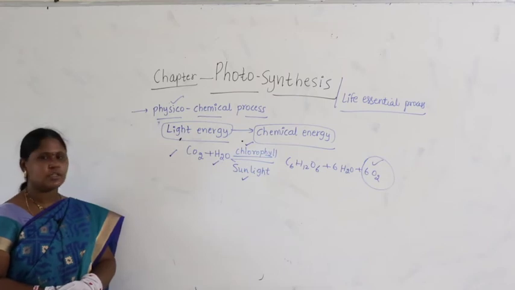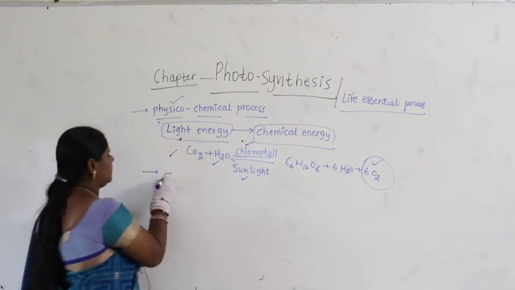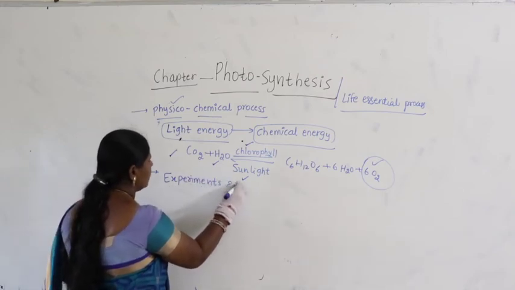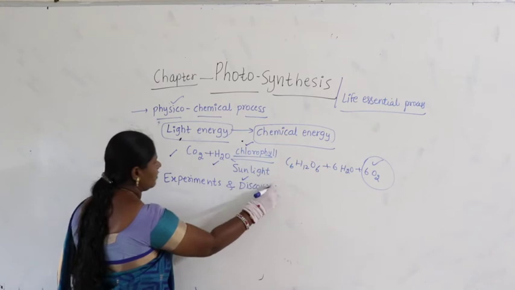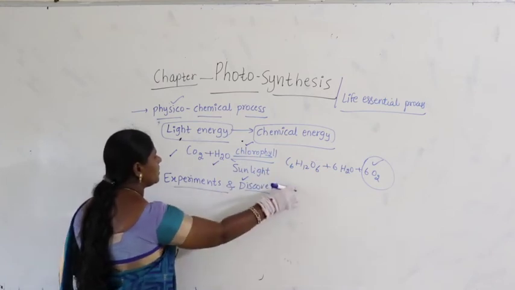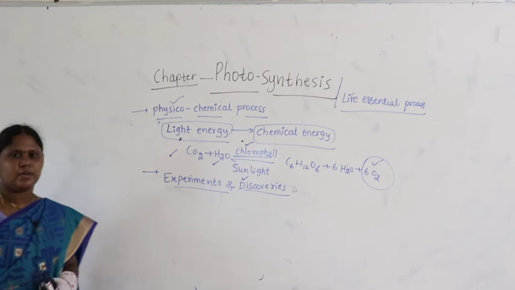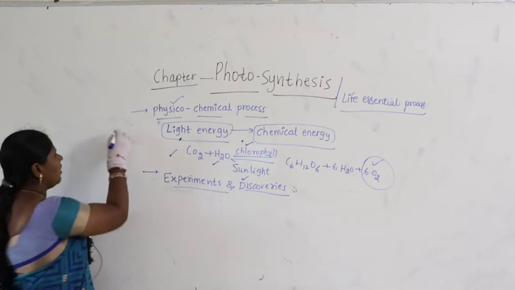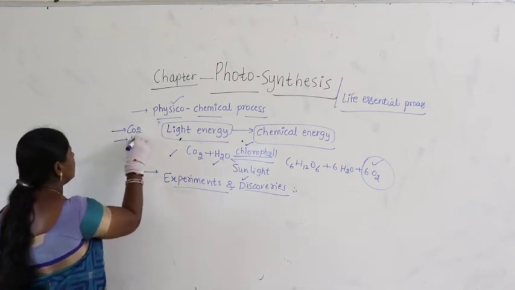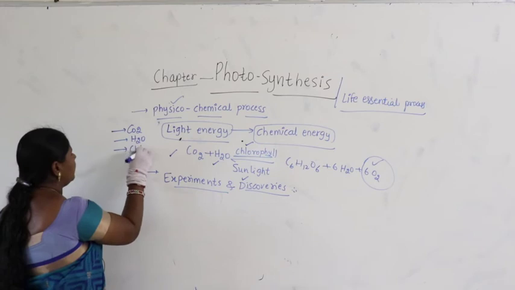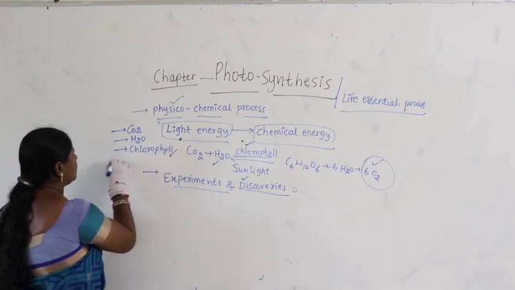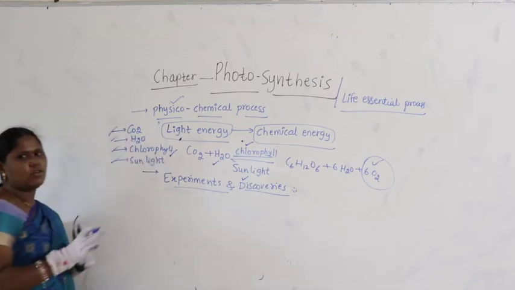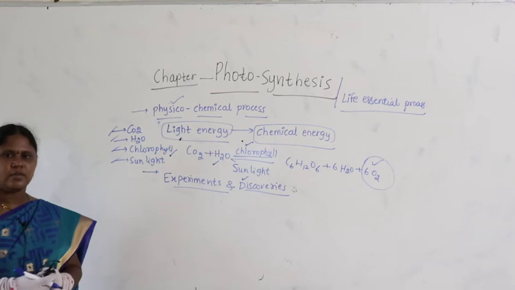Now let us study the introduction in terms of experiments and discoveries. Right. What experiments have been organized in the process of revealing photosynthesis, and finally what did they discover? What are the requirements for photosynthesis? Carbon dioxide, water and chlorophyll, including sunlight. In different experiments people have discovered that yes, these components are essential. Let us start with a few experiments.